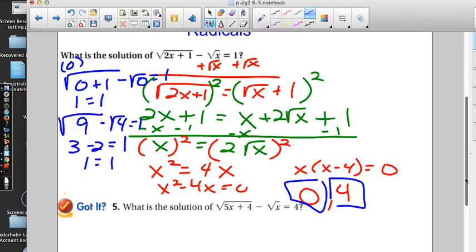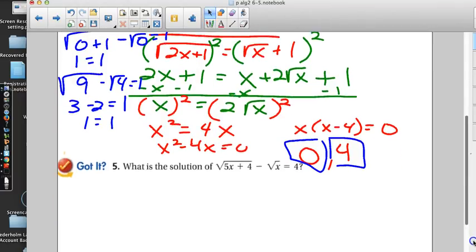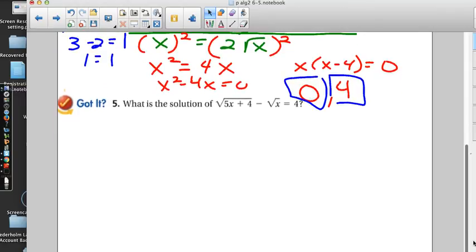So, sometimes neither of them work. One of them works. Both of them work. It's got 2 radicals. All right.